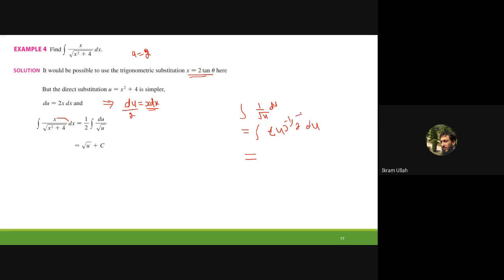Increase the power by one, so +1 comes, so u to the power 1 by 2, and divide by it, divide by 1 by 2, increase the power by one and divide by it, plus c. So this will be equal to, this 2 is a double division so it goes up, 2 into u to the power 1 by 2, under the root, and plus c. So this is the integration. This is very easy. Then substituting x is equal to 2 tangent theta. Now using the back substitution, u is equal to x square plus 4, we get this integral.